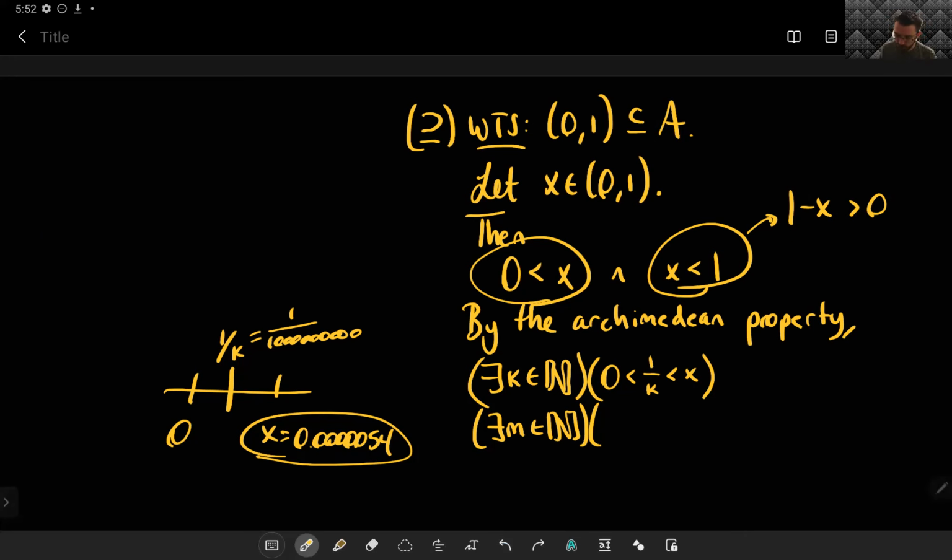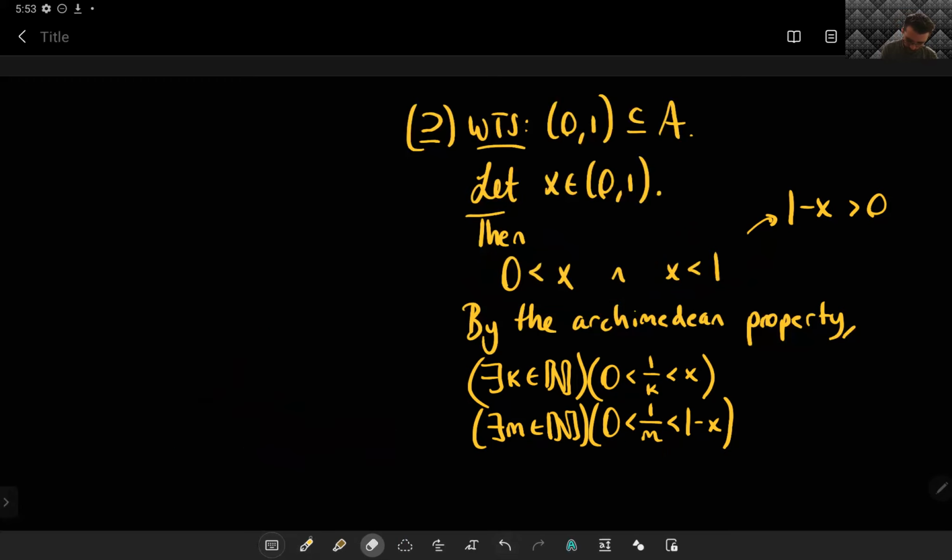Similarly, since 1 minus x is positive, there exists, by the Archimedean property, some natural number such that the following holds. 1 over m is less than 1 minus x. The same story, right? Up here, x was some positive number, so I could find some 1 over a natural number less than it. Now 1 minus x is a positive number, so I can find some 1 over m less than it. The annoying thing here is m and k might be different.